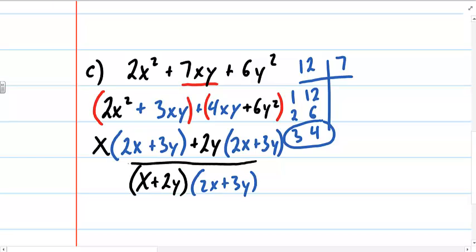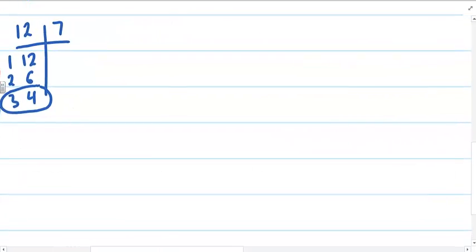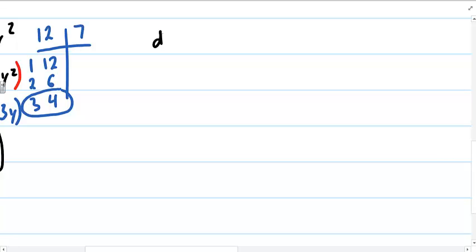And there you go. So these are just a little bit weird. They have an xy. It's because the binomials there, the first part has an x, the second part has a y, and it just created something a little bit different in the problem. All right, let's try one more, and then you'll be ready for your exit slip and your homework. Problem D says 2x squared minus 11xy, so there it is, and then plus 5y squared.